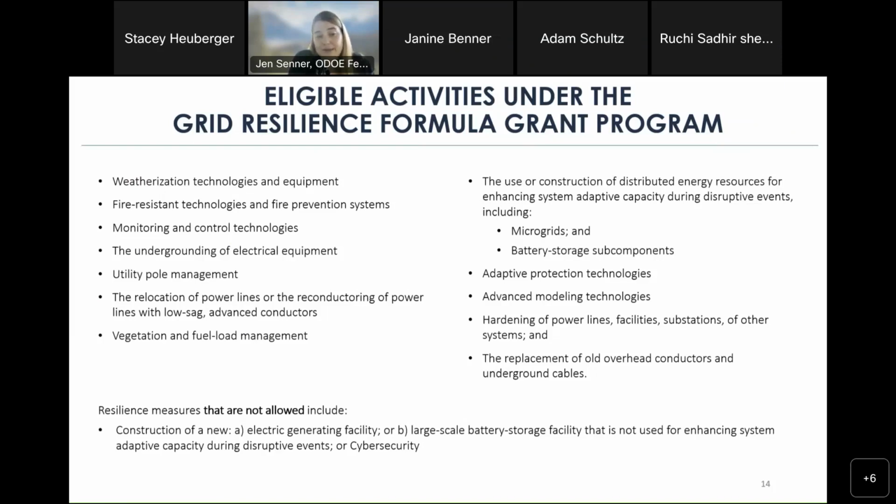But there are a few things that are expressly prohibited, that these dollars cannot be used for. And those are listed at the bottom of the slide here. Resilience measures cannot include construction of a new electric generating facility or a large-scale battery storage facility that's not used for enhancing system adaptive capacity during disruptive events or cybersecurity.